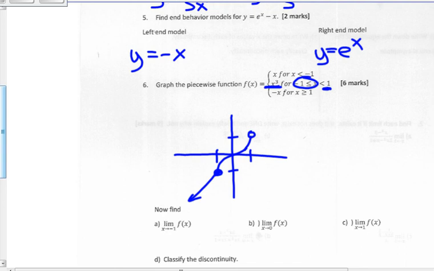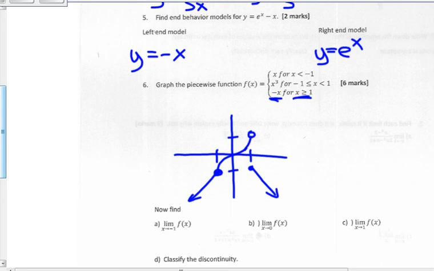Okay. Lastly, we want to look at what happens when x is greater than 1. So that's a line with a negative slope. If I put in 1 for that, I'll get negative 1 and negative slope. So there's the basic look.